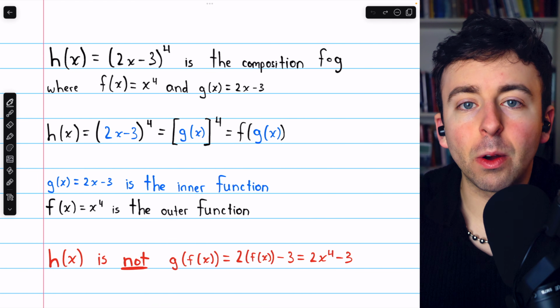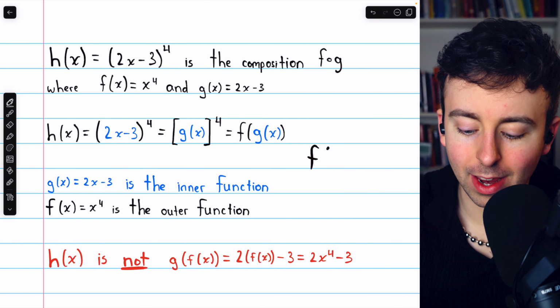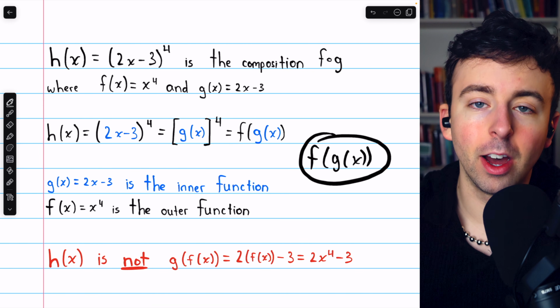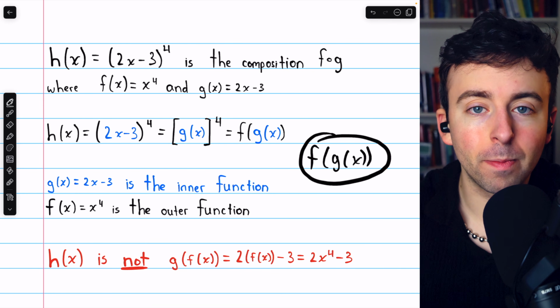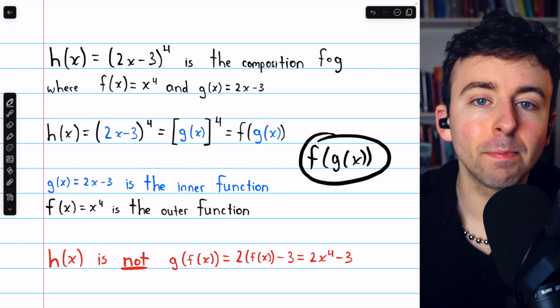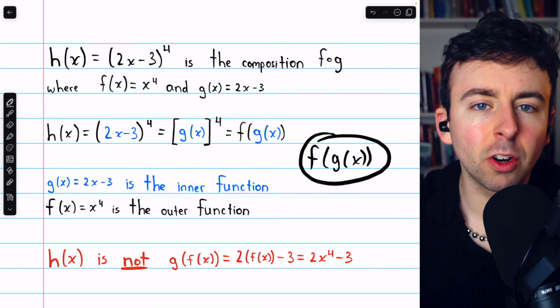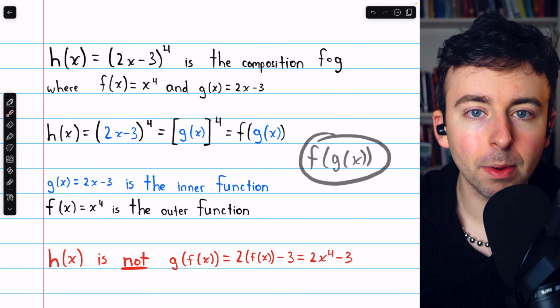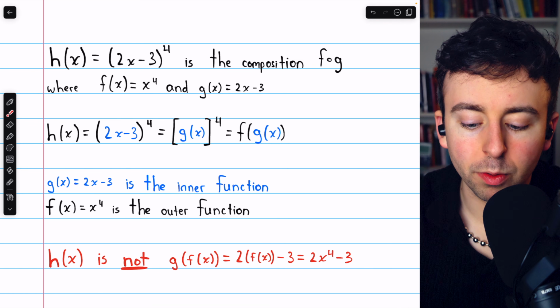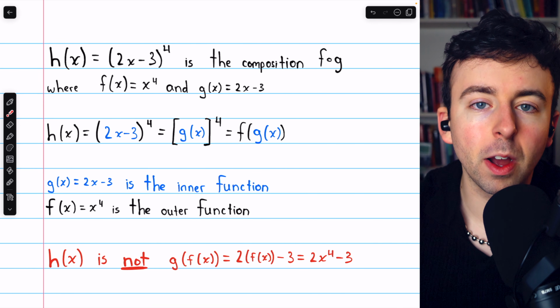We've discussed how to compose two functions, how to take one function g of x and plug it into another f of x. It's pretty straightforward, but it's also important to be able to go the other direction, to see a composite function and be able to determine what pieces make it up. For example, h of x equals (2x minus 3) to the power of 4 is a composition of functions.